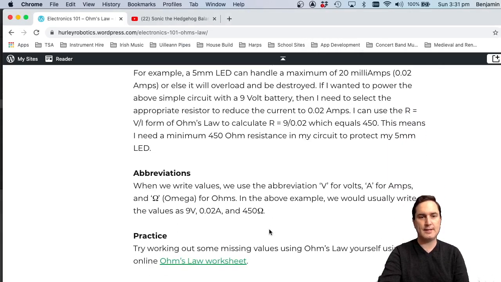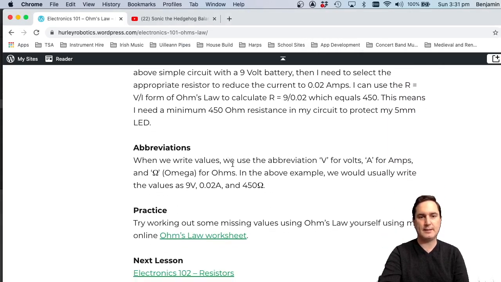Okay, so that's basically it. I've just written down here, when we're writing about these three values, we use the abbreviations V for volts, so 9V stands for 9 volt, A for amps, so 0.02 capital A meaning amps, and then the omega symbol is the abbreviation symbol for ohms, so we need our 450 ohm resistor for this circuit.